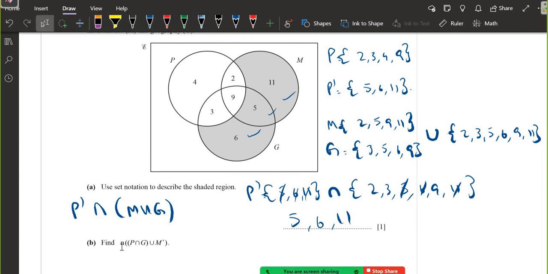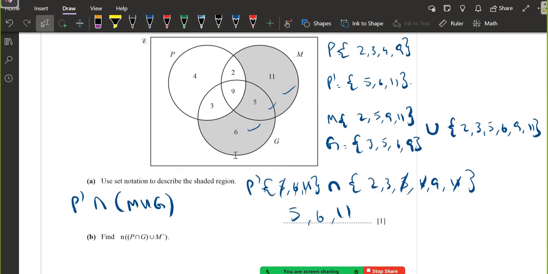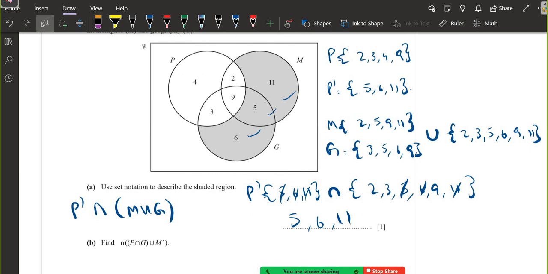Moving on to the next question, it says find n. N basically means the number of (P intersection G) union M complement. So P intersection G, how many numbers are there in P intersection G? Let me erase this one first.